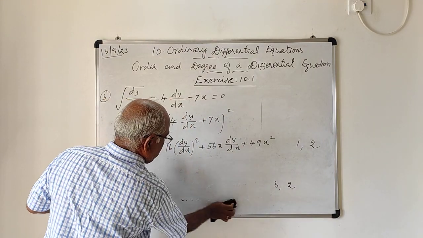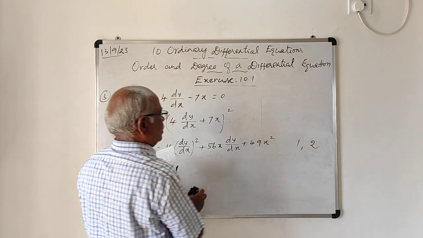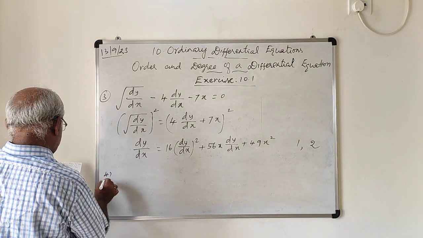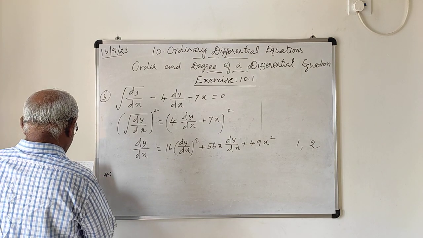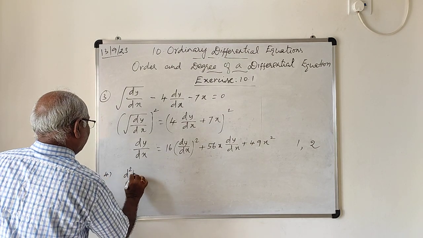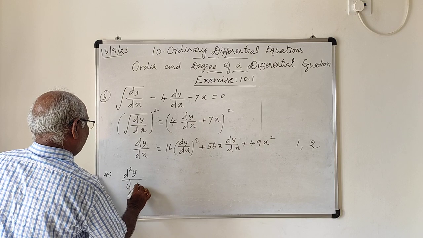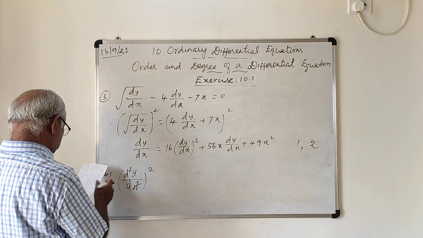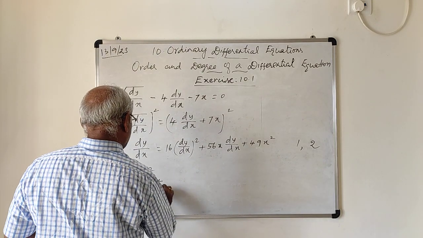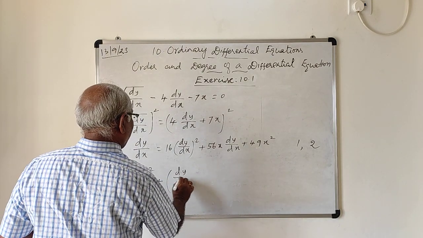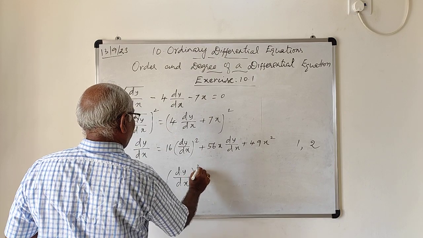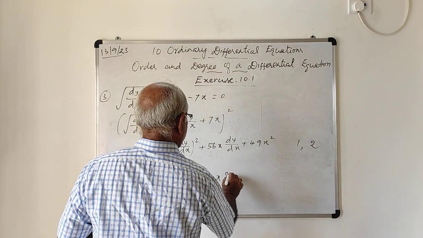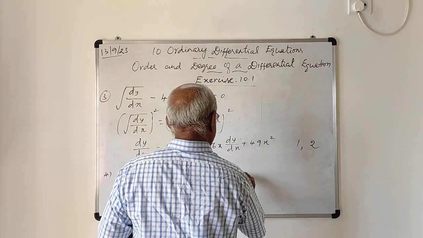Like that, you have to find out the order and degree of the differential equations given. Consider the problem: d square y by dx square whole square plus dy by dx whole square equal to x into sine of d square y by dx square.